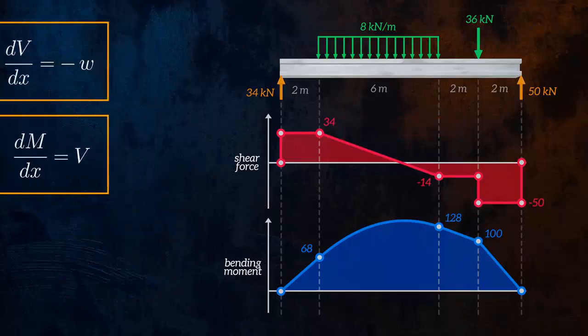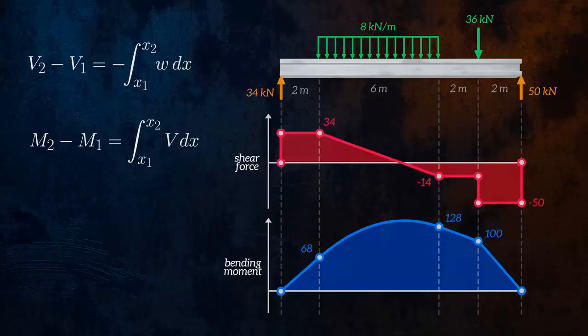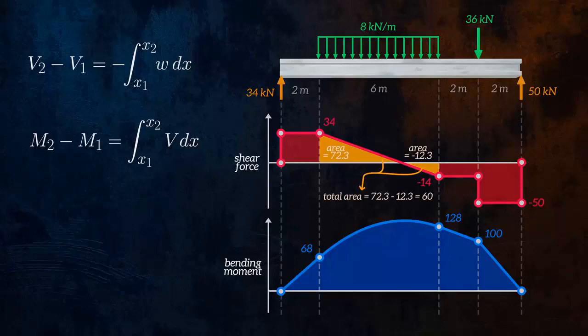Another way of checking your diagrams is using the area equations I mentioned earlier. The area under the shear force curve, highlighted here, is equal to 34 times 2, which is 68. This is equal to the change in bending moment over this section of the beam. We can also calculate the area under the shear force diagram for the beam section under the distributed force. The total area of this section is equal to 72.3 minus 12.3, which is 60. This is equal to the change in bending moment of 60 kilonewton meters over this section of the beam.